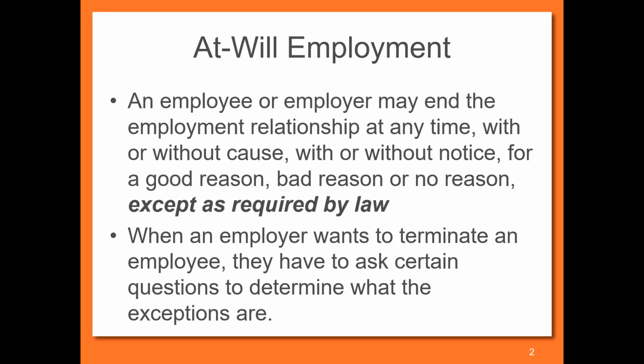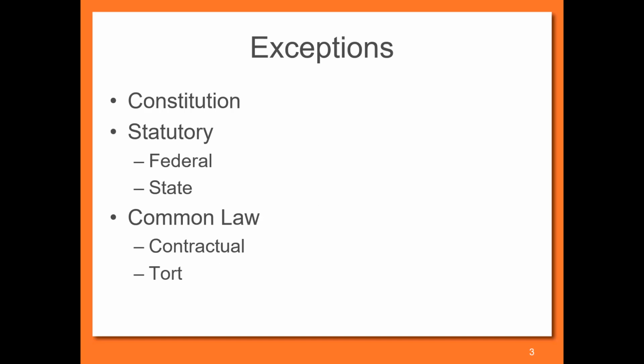When an employer wants to terminate an employee, they have to ask certain questions to determine what exceptions apply with respect to that employee. Because if you don't, you may end up with an exception that applies, but you did not recognize it and terminated the employee, creating liability for the company at the end of the employment relationship that you were not anticipating. And so to do that, you have to ask certain questions. What are the exceptions?